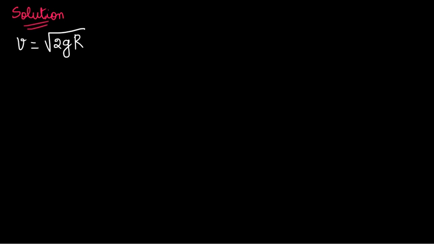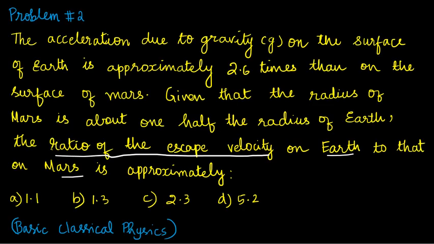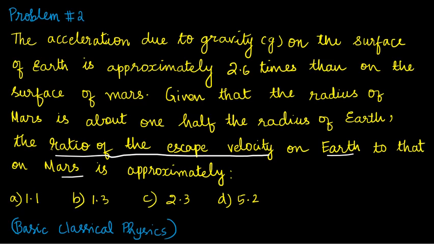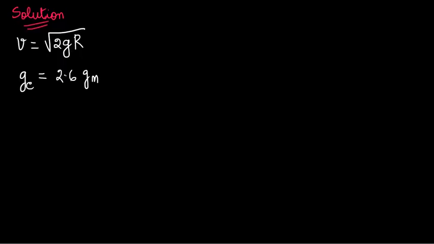Now according to the question, the acceleration due to gravity on earth is approximately 2.6 times that on the surface of Mars. And similarly, the radius of Mars is about 1/2 of the radius of the earth. So radius of Mars is 1/2 of the radius of the earth. I'm going to write this as RE is equal to 2RM.